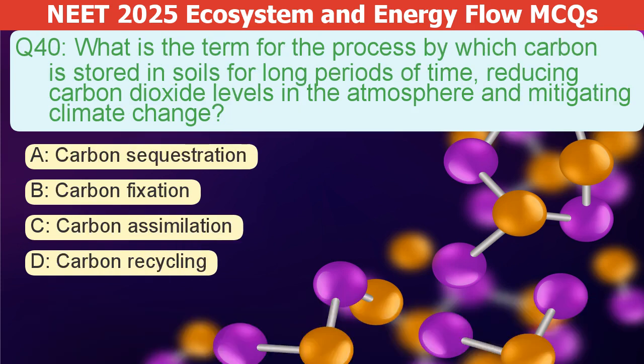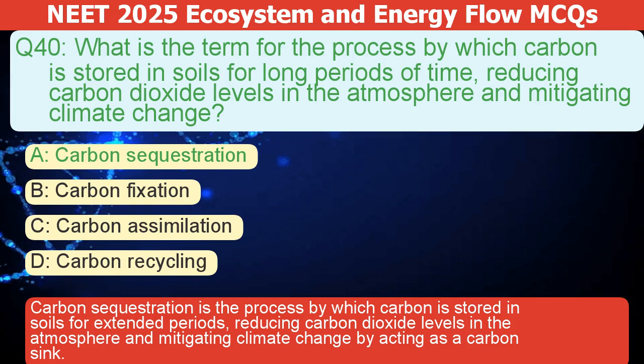What is the term for the process by which carbon is stored in soils for long periods, reducing atmospheric carbon dioxide and mitigating climate change? A. Carbon sequestration. B. Carbon fixation. C. Carbon assimilation. D. Carbon recycling. The correct answer is A. Carbon sequestration is the process by which carbon is stored in soils for extended periods, reducing carbon dioxide levels in the atmosphere and mitigating climate change by acting as a carbon sink.